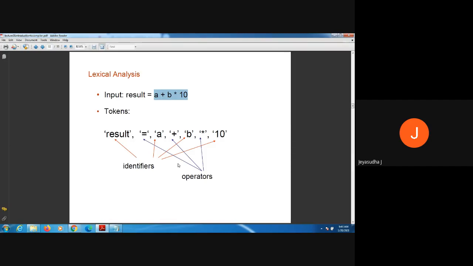Okay, the third part is going to be b. B will be what? B will be an identifier. So like that you are going to mention in this case. Okay, so that is what lexical analysis is about.